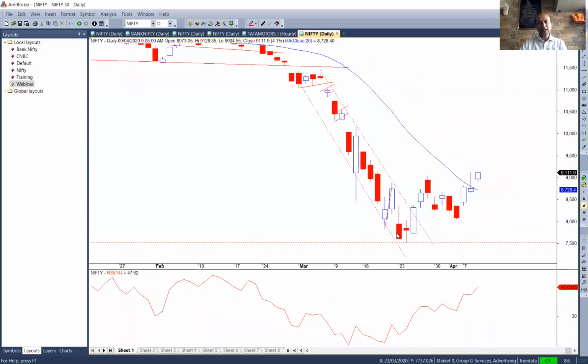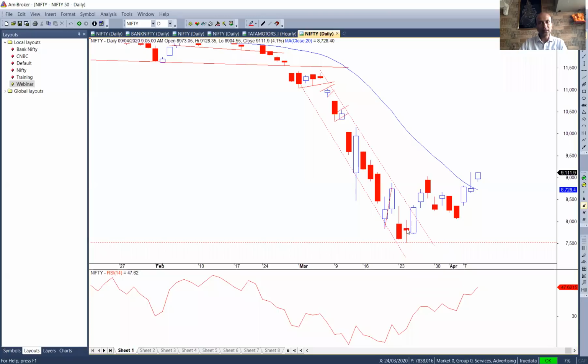So 23rd was the announcement by the Prime Minister for a 21-day lockdown, and India is headed for the most sensitive phase with respect to the coronavirus that we are seeing now. On 24th, we opened flat. We went and made a low of 7,511 that very day.